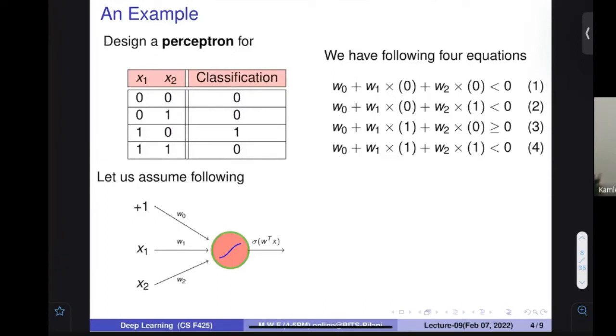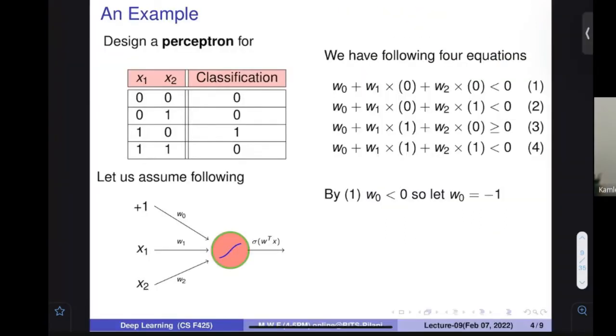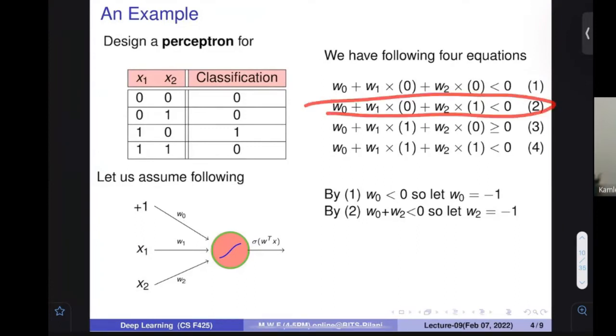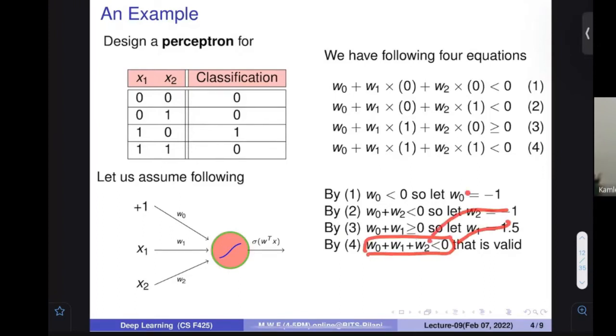So these are the four equations that we have come up with. The first equation says that w0 should be less than 0, so can I take w0 is equal to minus 1? The same solution is written over here, with minus 10 replaced by minus 1. By the second equation, w0 plus w2 should be less than 0, so I have taken w2 is equal to minus 1. In the third equation, w0 plus w1 times 1 plus w2 into 0 should be greater than 0, so let's assume w1 is equal to 1.5. This equation is also satisfied. In the fourth equation, where this summation should be less than 0, if you put these values, it is satisfied.